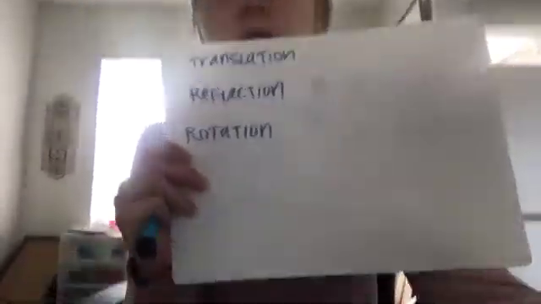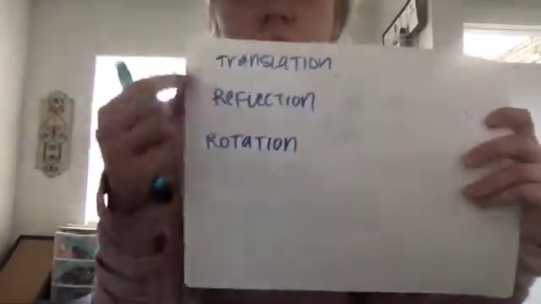The transformations we're going to talk about today keep the shape exactly the same. So it's going to keep it a congruent shape, which means exactly the same. So the three different types of transformations are translation, reflection, rotation.